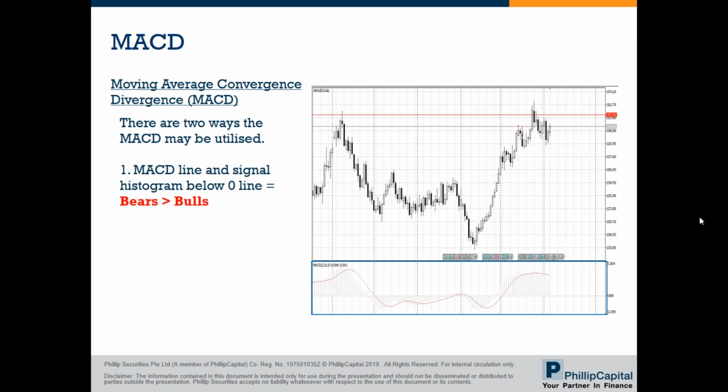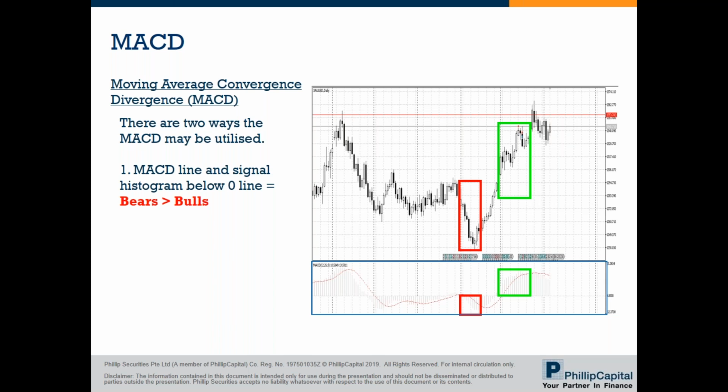So if you see that both of them are above the zero line, being the neutral point, that means that the bulls are stronger than the bears. Right? So it tells you that there is a bullish momentum and price is going strong. But in the event that both the MACD line and the signal histogram fall below the zero line, that is when the bears have overtaken the bulls. The signal has reversed, where a bearish momentum is discovered. Right, so that's the first way.